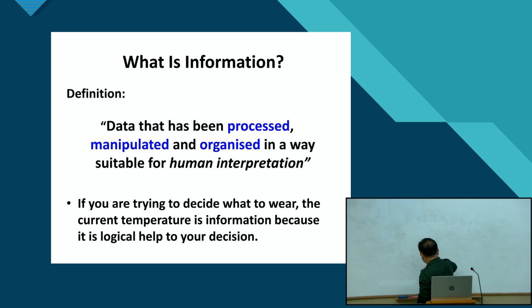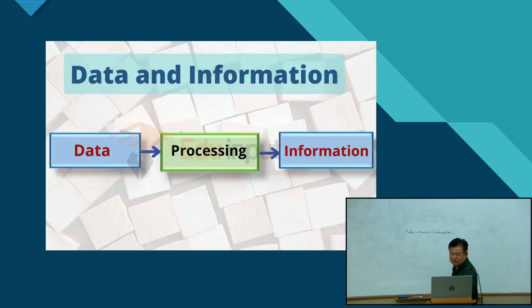And one more procedure from data. Last time I talked several times: data, process, and then information. As I show in these pictures, data processing becomes information. Why this procedure? We get the information for what? For decision making.